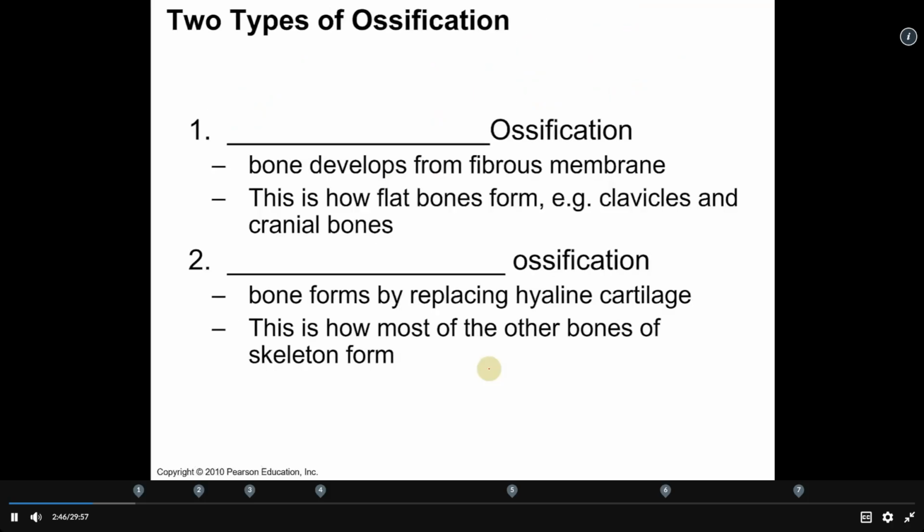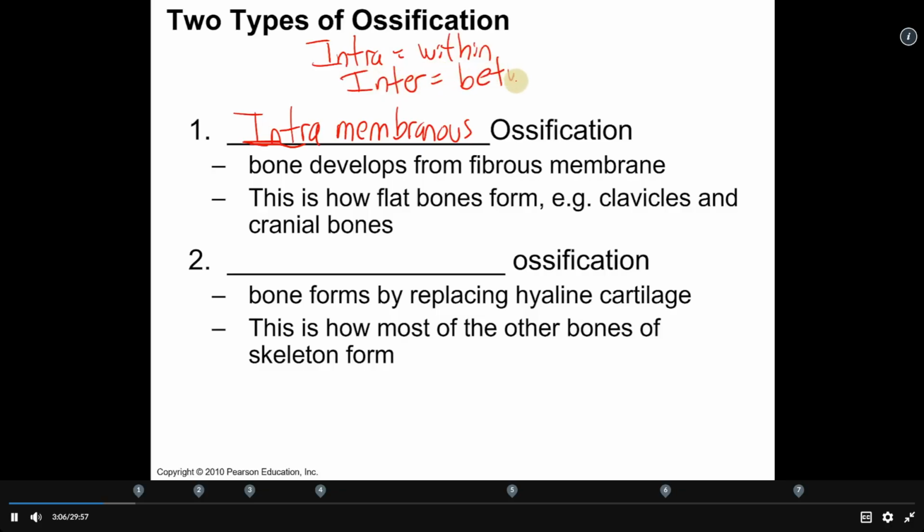There are 2 types of ossification. The first one is called intramembranous ossification. And here's a good prefix to know. Intra means within, whereas inter means between. Intramembranous ossification is when bone develops from within fibrous connective tissue. And this is how flat bones form, such as the clavicle and the cranial bones. In your textbook, there's a good summary of intramembranous ossification, and you should take a look at it.